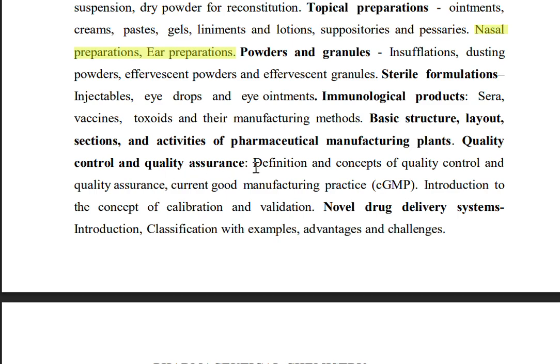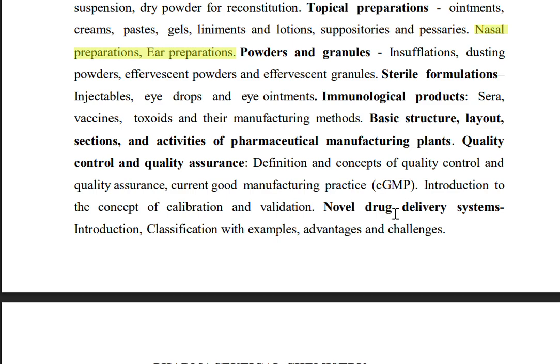In this topic we have to know what is the size area, what are the SOPs we have to follow for the preparation of these formulations. So it includes definition, concept and quality control, quality assurance, CGMP, which schedule deals with the CGMP. You may read in pharmaceutical jurisprudence, recall it. And then introduction to the concept of calibration and validations.